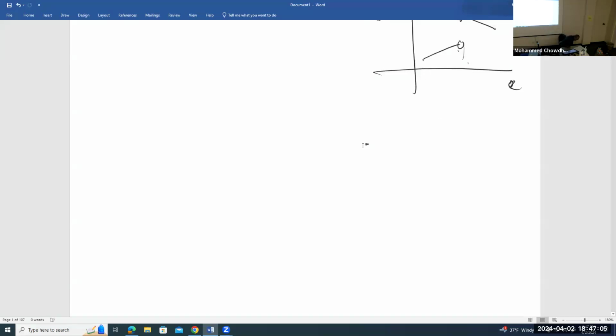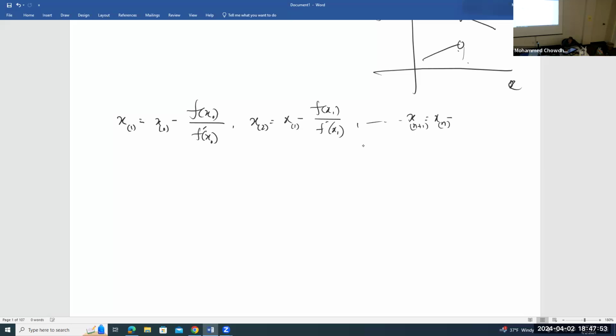Okay. Now, he said that the first approximation is this: x1 equals x0 minus f of x0 divided by f prime of x0. Then it will continue to the second one, x2 equals x1 minus f of x1 divided by f prime of x1. And then you will continue these things, then you will get x of n plus 1 equal to x of n minus f of xn divided by f prime of xn.